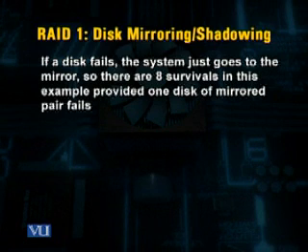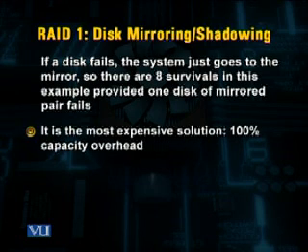If a disk fails, then the system just goes through the mirror. That means if a system in the original array fails, or any disk fails, then it always transfers to the mirror side. So this means that there are 8 survivals in this example, provided one disk of a mirror pair fails. It is the most expensive solution, because here we are having a 100% capacity overhead.